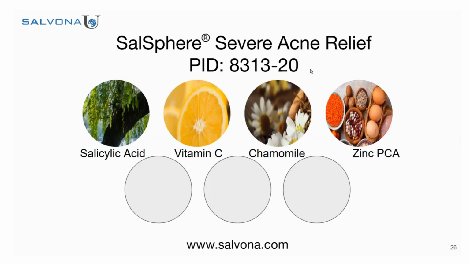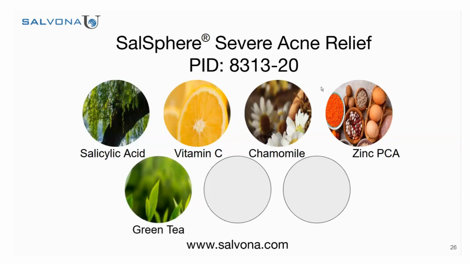Zinc PCA is very effective at regulating sebum. Sebum is the oil that comes from the skin that feeds these anaerobic bacteria, if you recall from the video a short while ago, that thrive in clogged pores. Zinc regulates the sebum so that there is less substance for the bacteria to thrive off of. We also include green tea for its soothing properties for the skin, as well as its ability to lessen reddening and irritation in the skin.